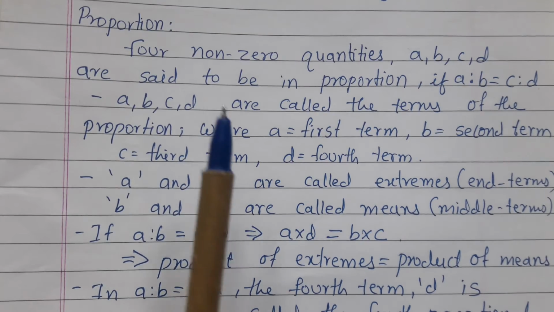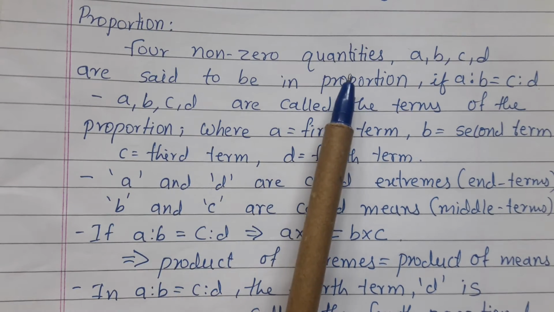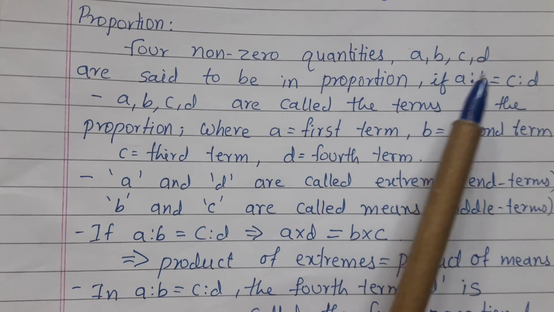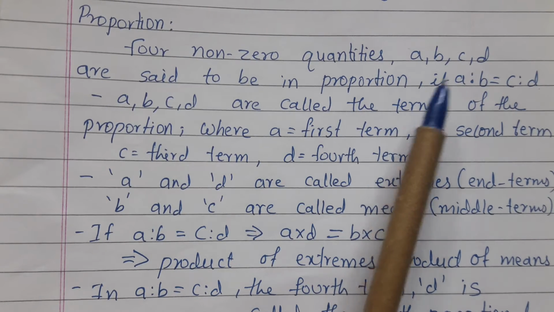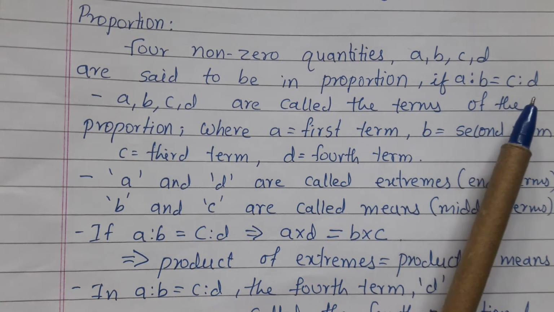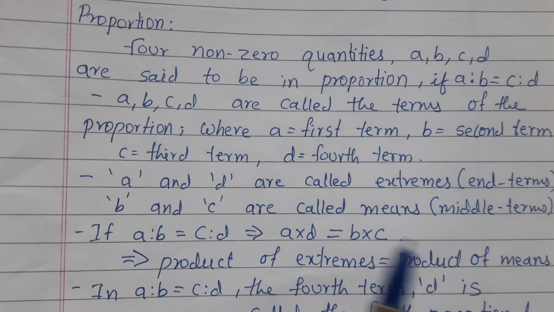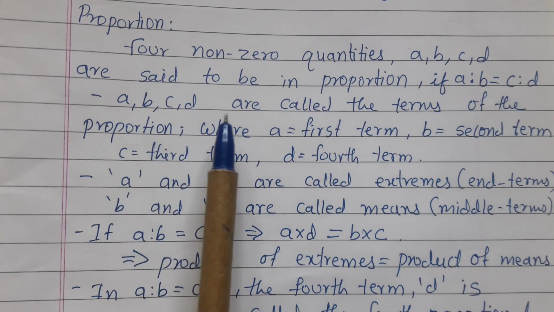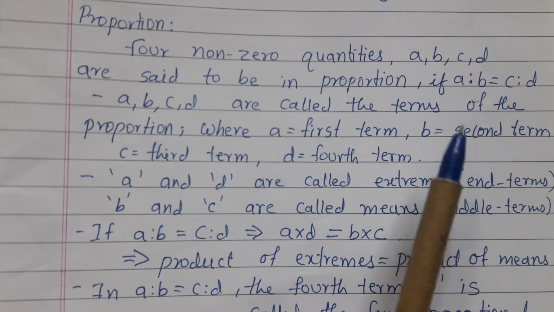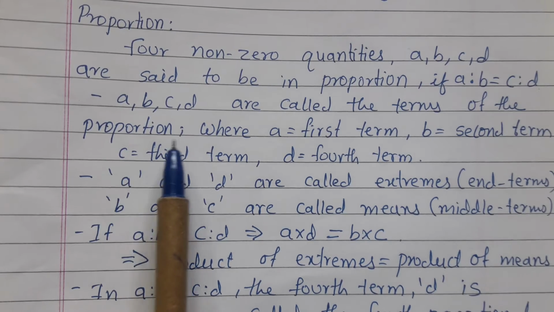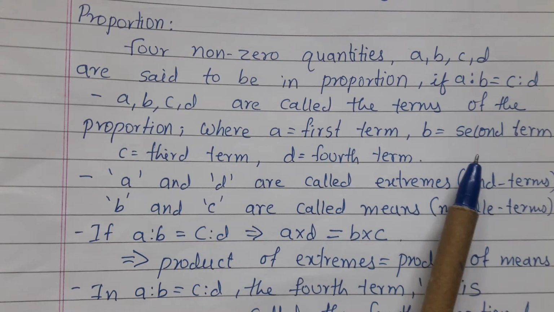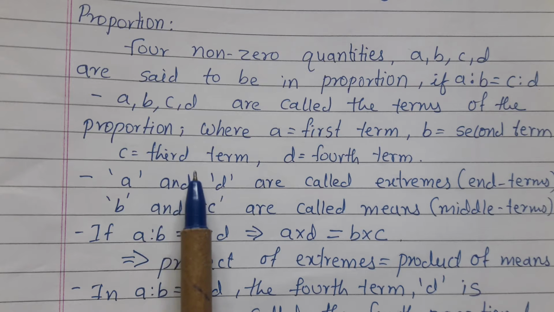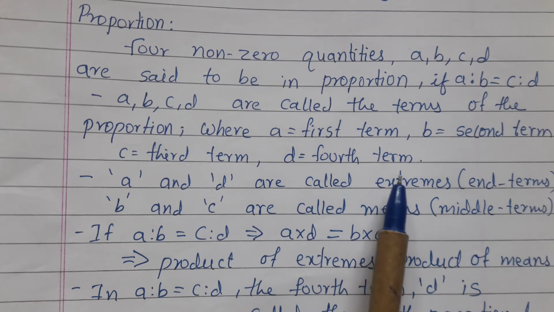Proportion. For non-zero quantities A, B, C, D are said to be in proportion if A is to B equal to C is to D. A, B, C, D are called the terms of the proportion, where A is the first term, B is the second term, C is the third term, D is the fourth term.